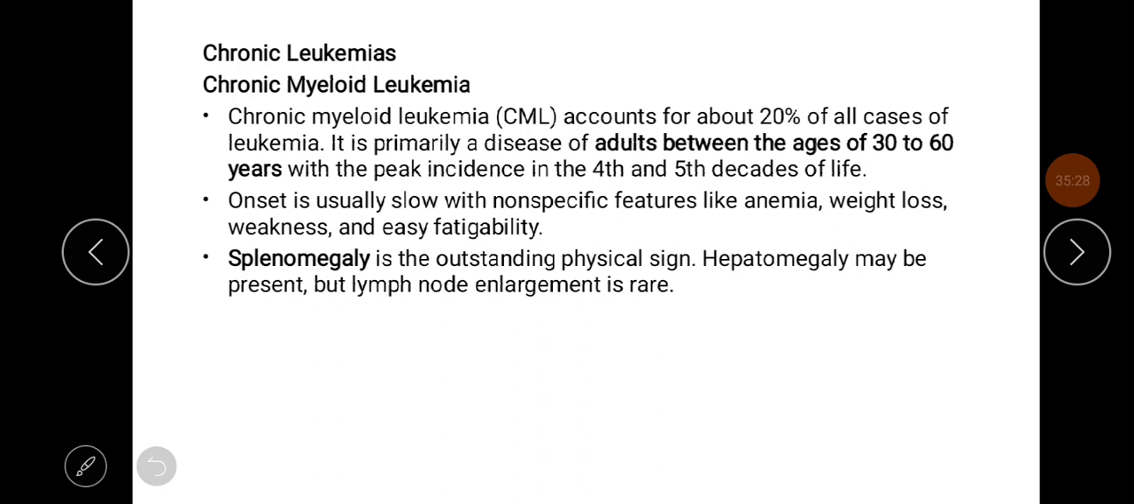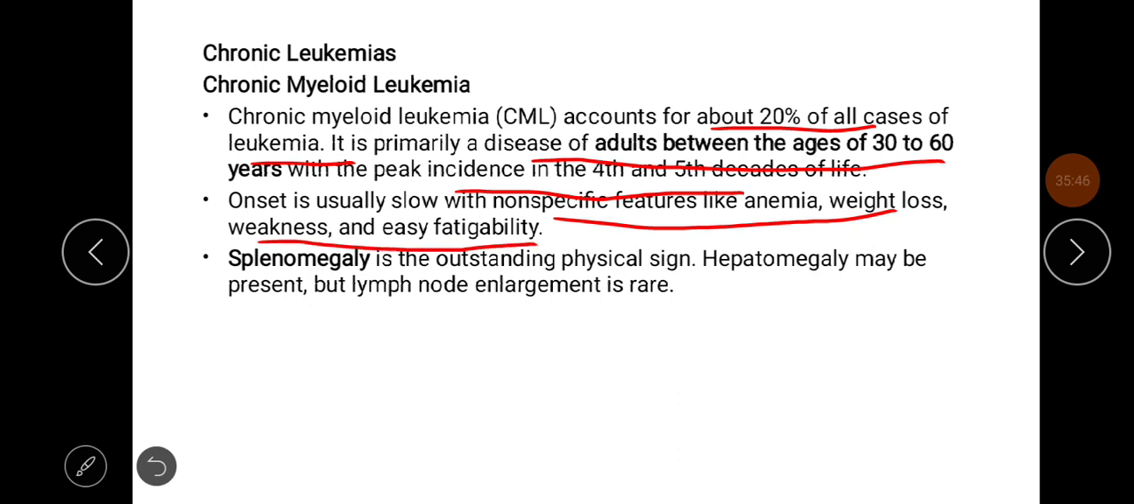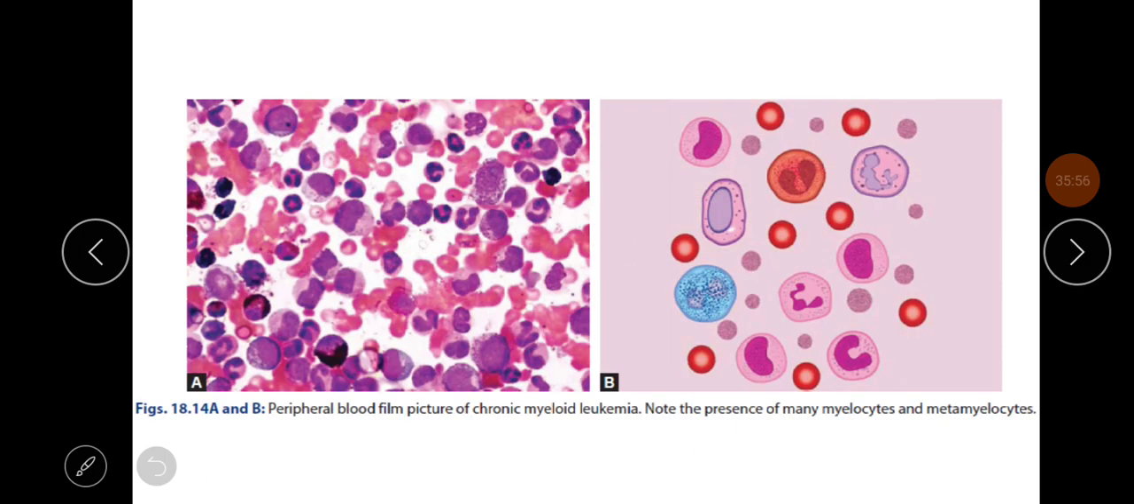Chronic myeloid leukemia accounts for 20% of all cases of leukemia. It is primarily a disease of adults between 30 to 60 years, with a peak incidence in the 4th and 5th decades of life. The onset is usually slow with non-specific features like anemia, weight loss, weakness, and easy fatigability. Splenomegaly is the outstanding physical sign. Hepatomegaly may be present, but lymph node enlargement is rare. This is the peripheral film showing chronic myeloid leukemia. Note the presence of many myelocytes and metamyelocytes.